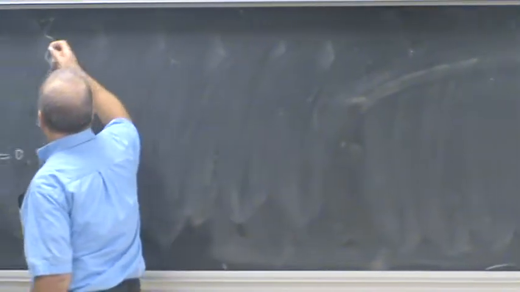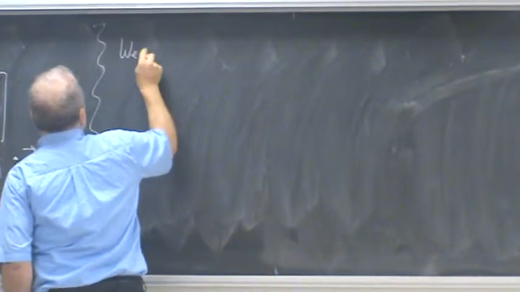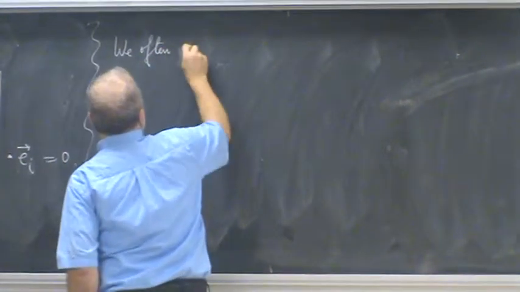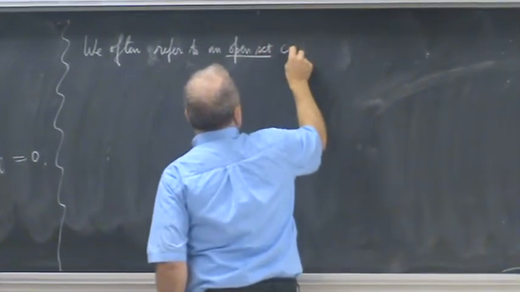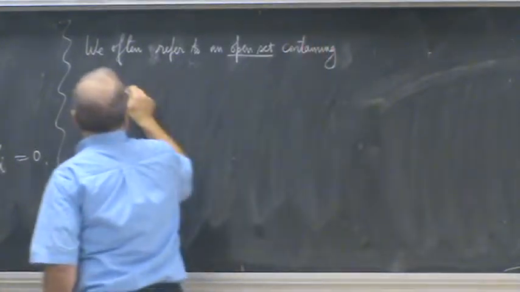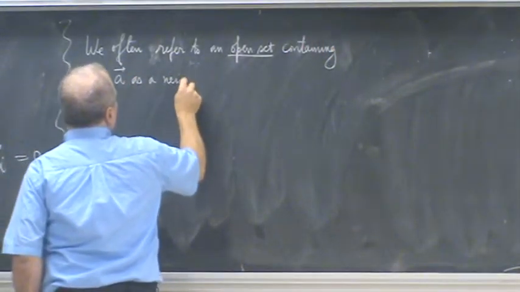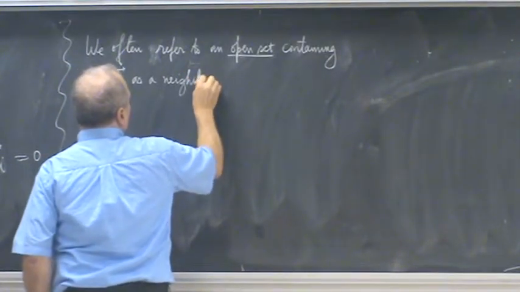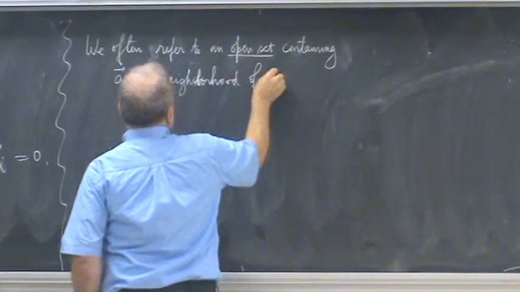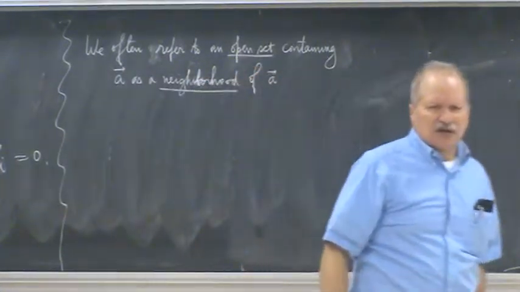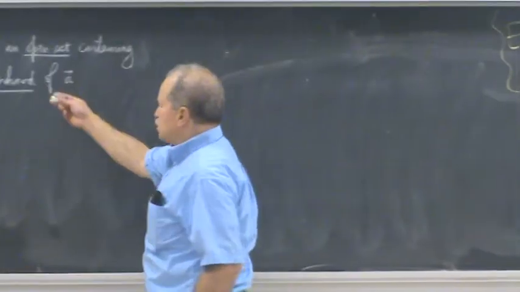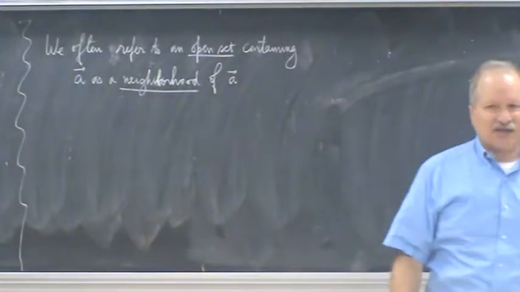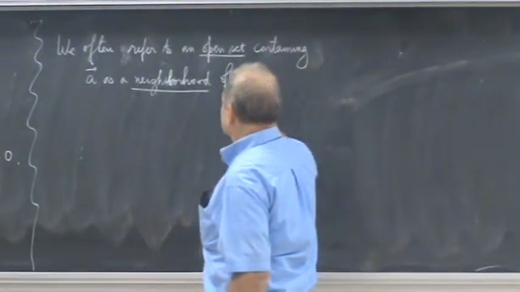And let me just say officially, there's a word we often refer to any open set containing a point A as a neighborhood. Neighborhood of A. The book may say something about how neighborhoods are usually balls, but in fact they can be any open set containing the point. So I will often use this language just because mathematicians use it, and I forget sometimes not to use fancy words, so now you know the fancy words.